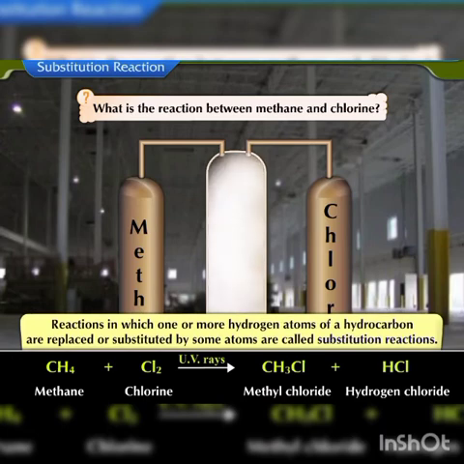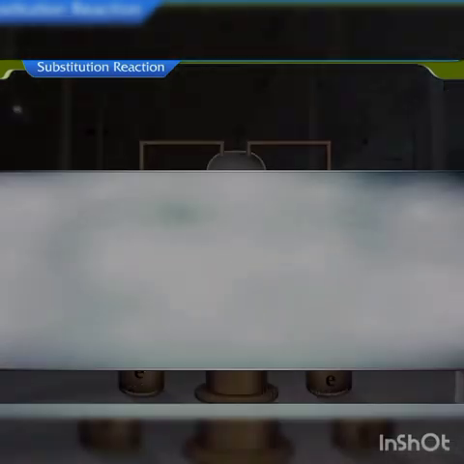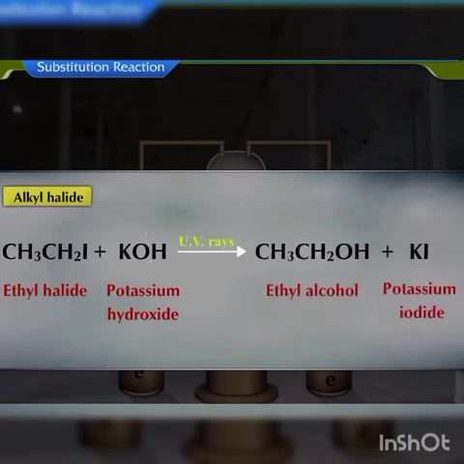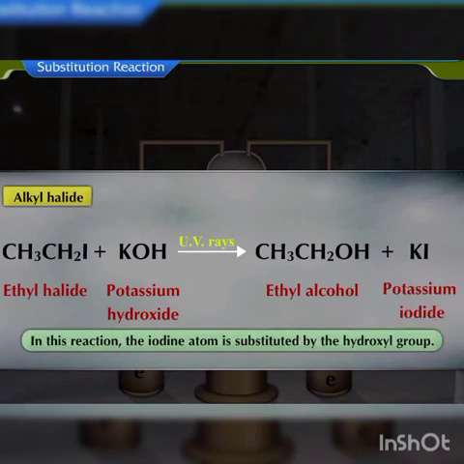Reactions in which one or more hydrogen atoms of a hydrocarbon are replaced or substituted by some atoms are called substitution reactions. Similarly, an alkyl halide like ethyl iodide reacts with potassium hydroxide to form ethyl alcohol and potassium iodide. In this reaction, the iodine atom is substituted by the hydroxyl group.